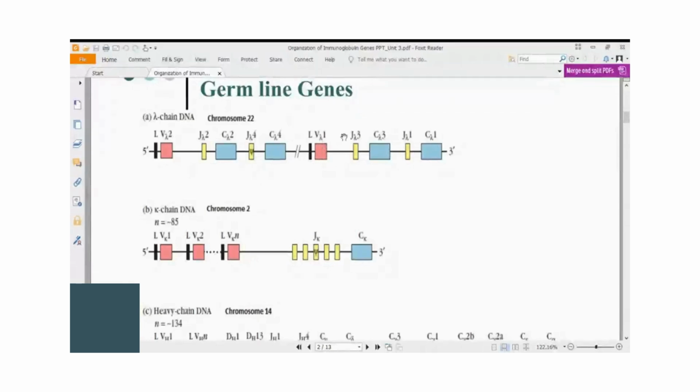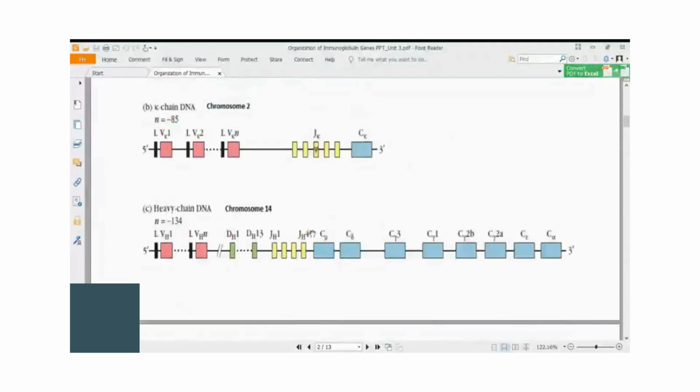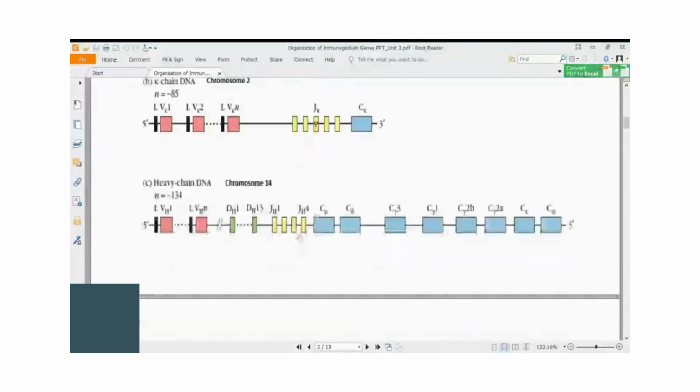So whichever segment of the lambda light chain is chosen, it should produce a productive gene product with a high affinity epitope, or high affinity or low affinity FAB site. Otherwise, that gene product will be useless. So let us see now the heavy chain gene that is present on chromosome number 14. It is a large segment because 5 different classes of immunoglobulins are produced from here.